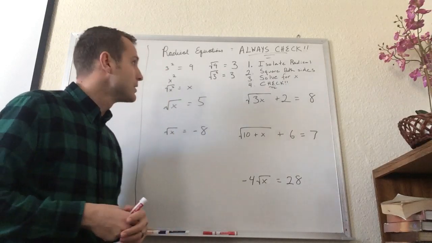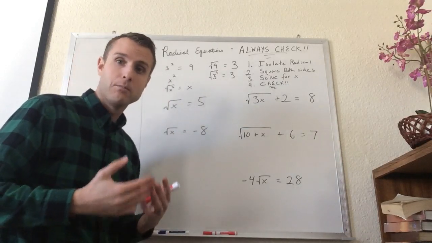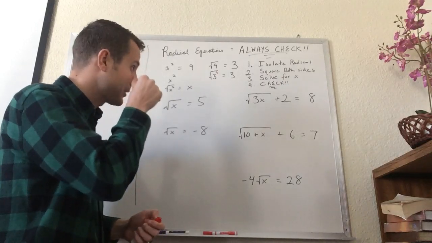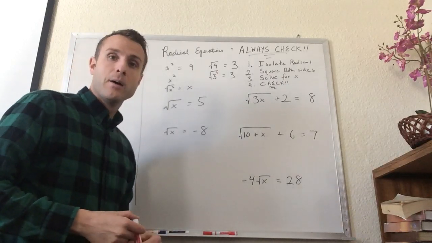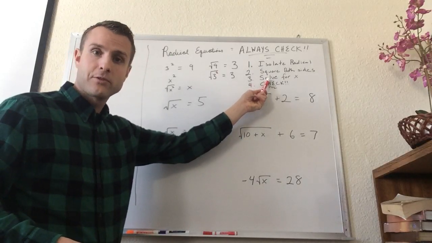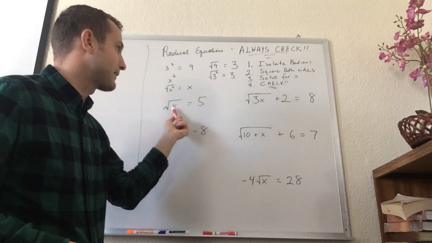Step 2, now that I have the radical all by itself, the opposite of a square root is a square. So I'm going to square both sides. When I square both sides, that will get rid of the radical. Then step 3, I want to isolate my x, so solve for x, after I've gotten rid of the square root.